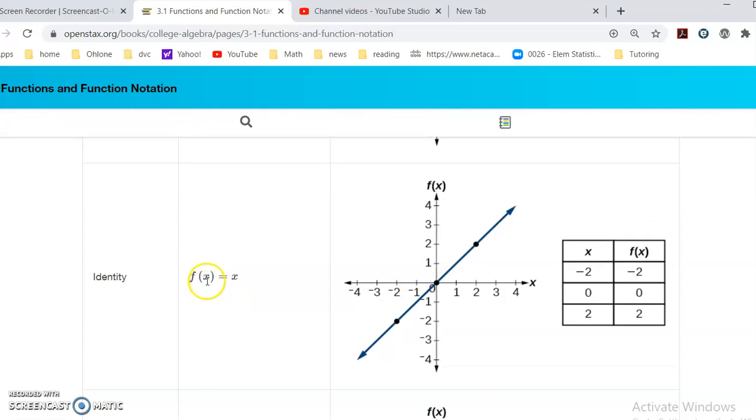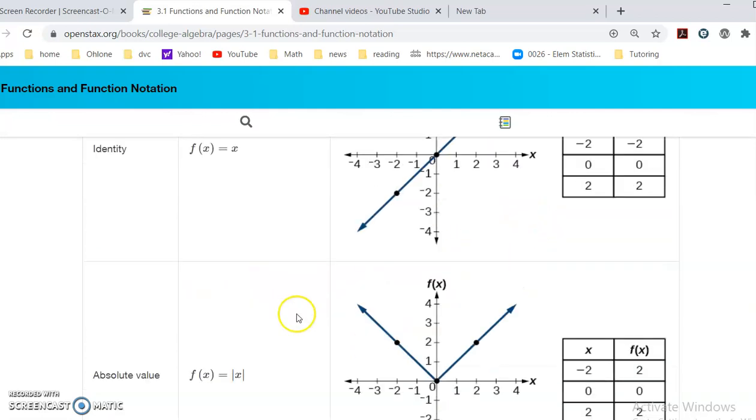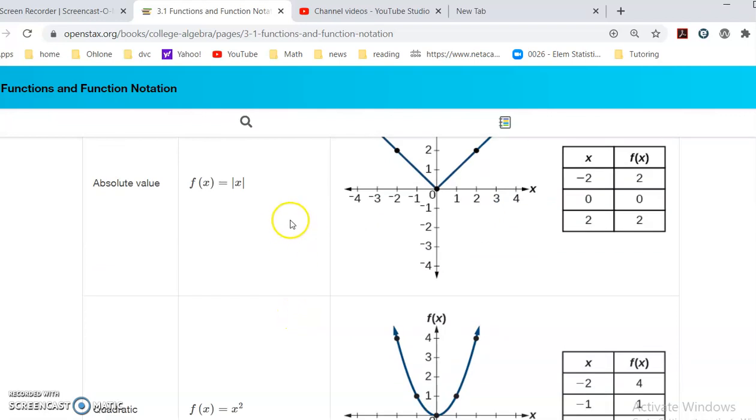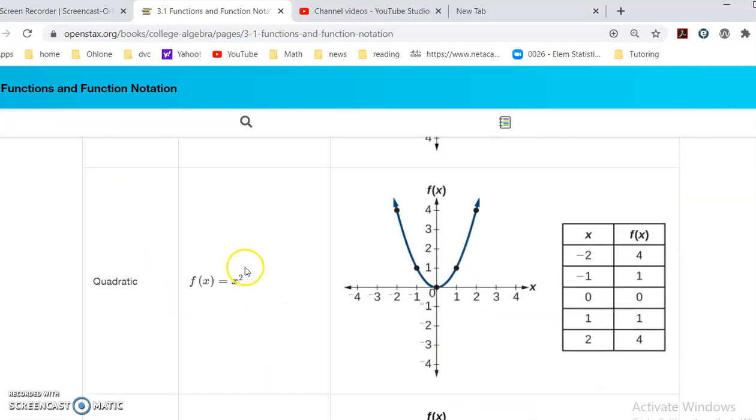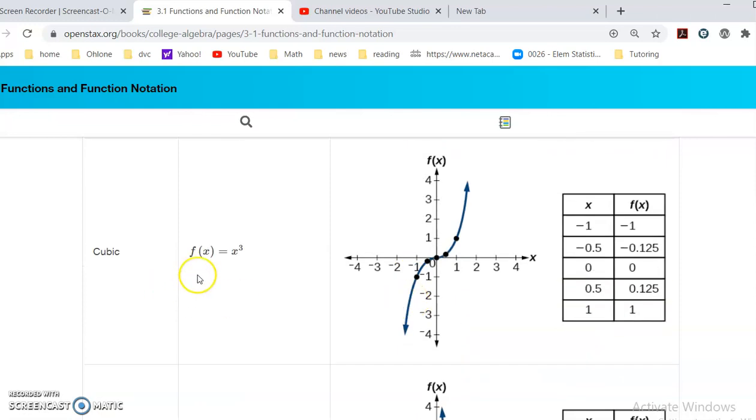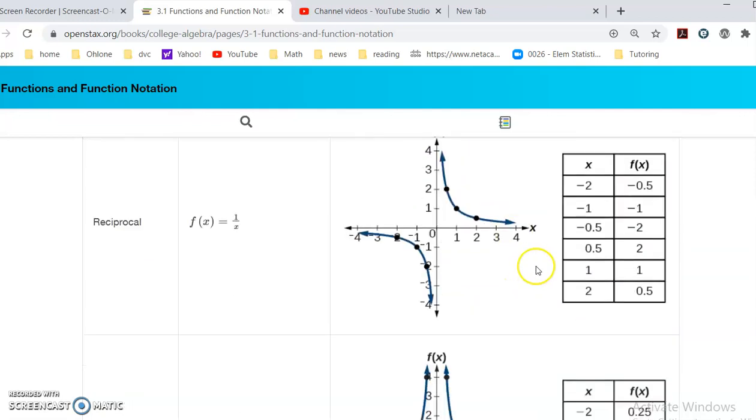The second is f of x equals x, so it looks like that if you graph it. The third is f of x equals absolute value of x. It's like a V shape. We call it the absolute value function. The fourth is a quadratic function: f of x is x squared, a parabola. These are the points that you plot. The fifth is f of x equals x cubed, called a cubic function. It's like that when you graph it.